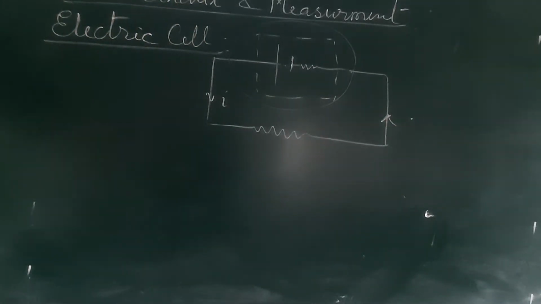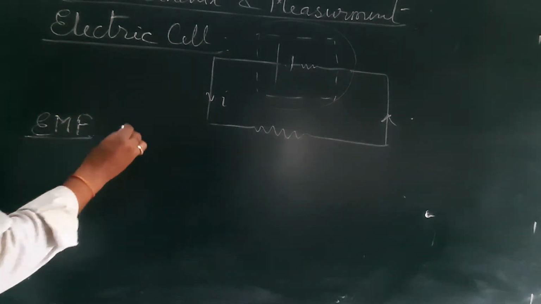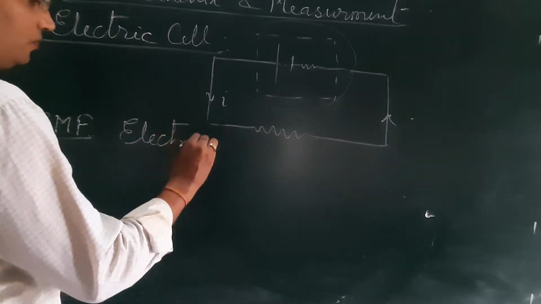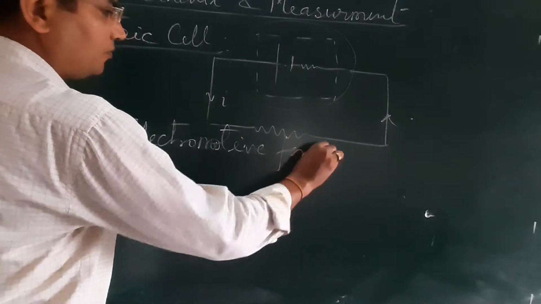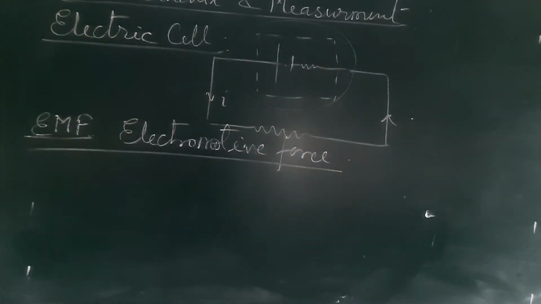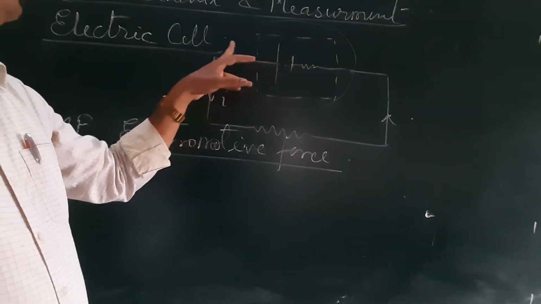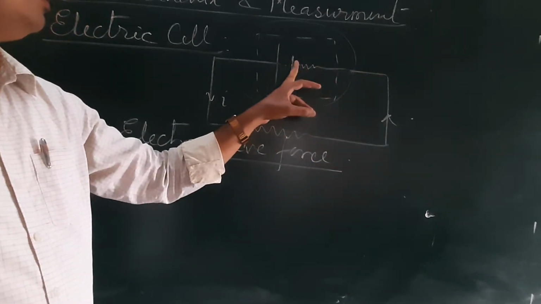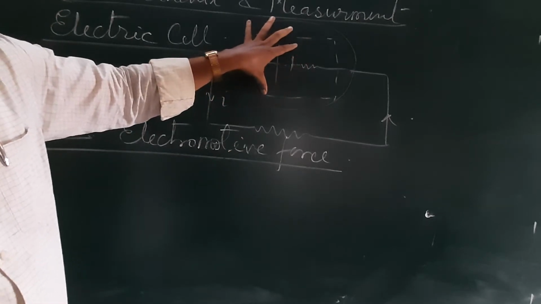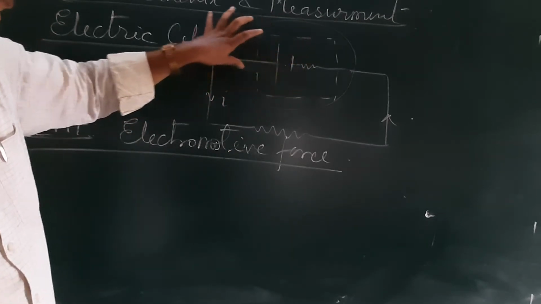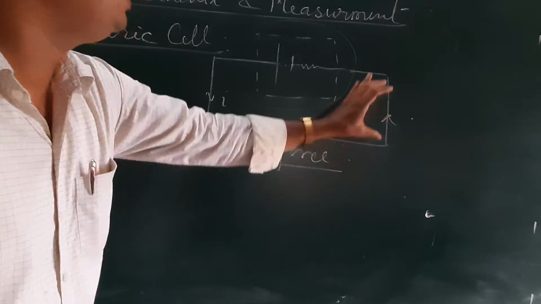This is electric cell. What about EMF? EMF is actually electromotive force. What is electromotive force? As you are seeing, in order to flow the charge in the external circuit as well as within the internal circuit, the cell has to do some work, means it has to supply some energy so that charge can move throughout the complete circuit.